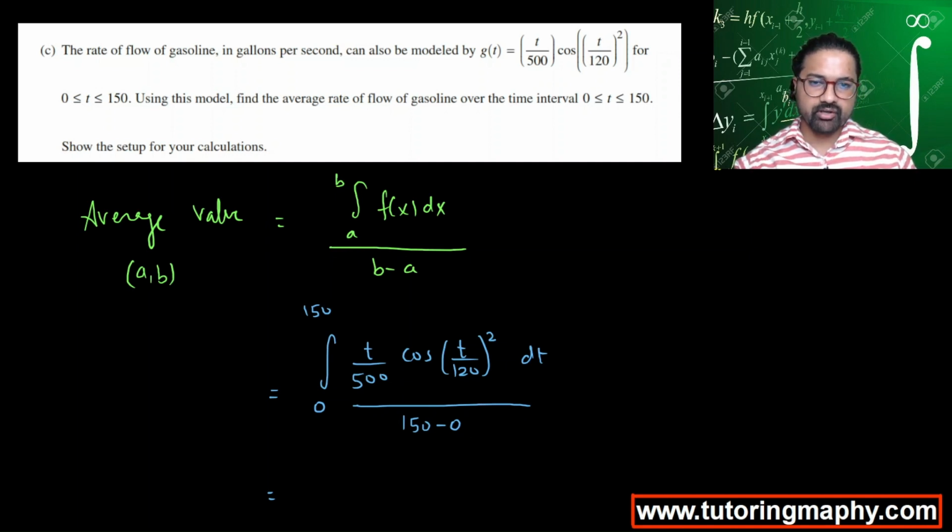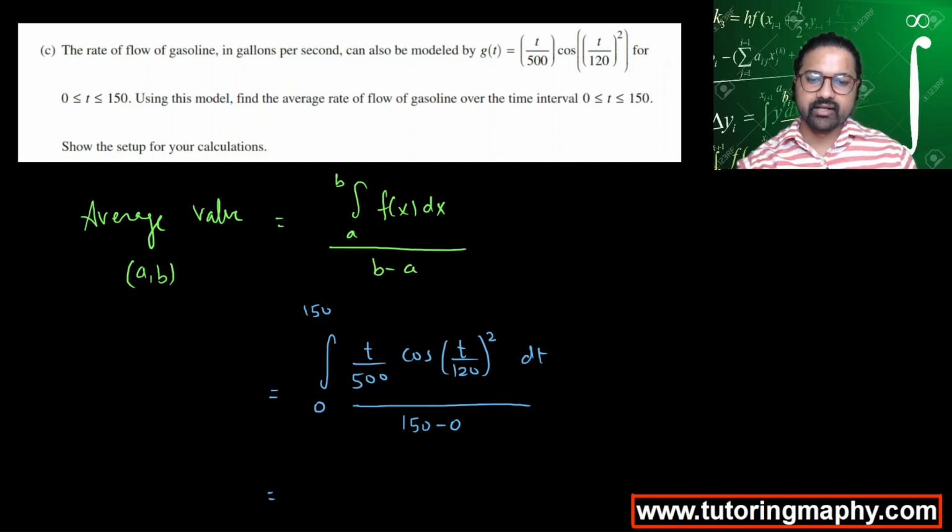I'm going to use my calculator and find this. Please skip or fast forward this portion. It's going to take about 1 minute for me to find, and once I do that, I'm going to put the calculation up as well for you to check. So it's t over 500 cos squared of t over 120 dt over 150. I have to make sure that it's in radian mode, so it is indeed in radian mode.